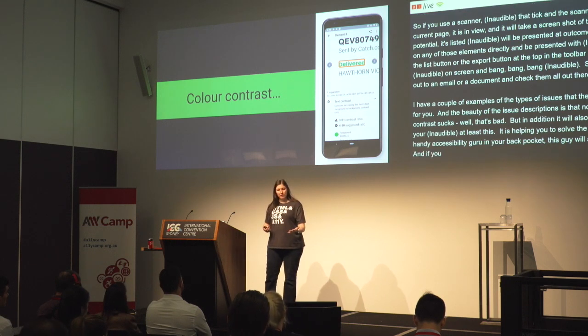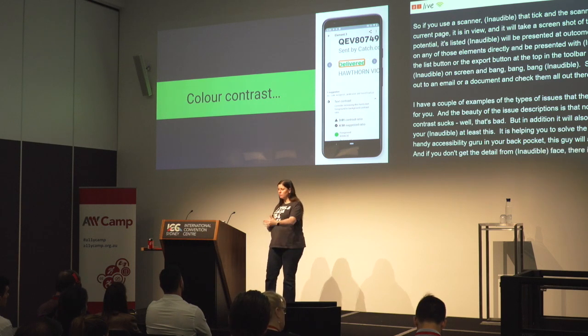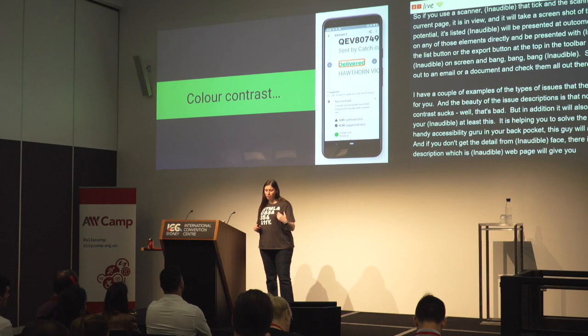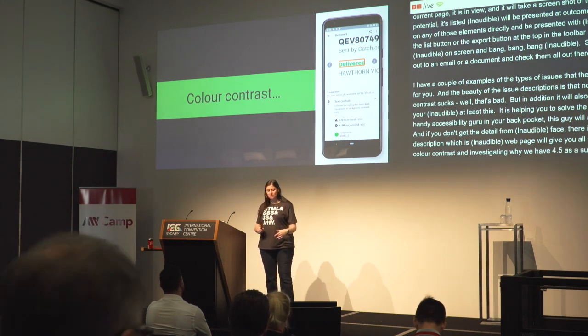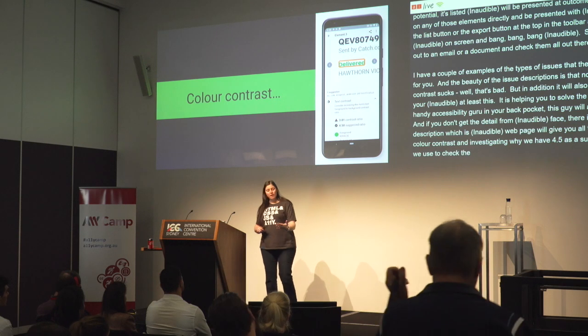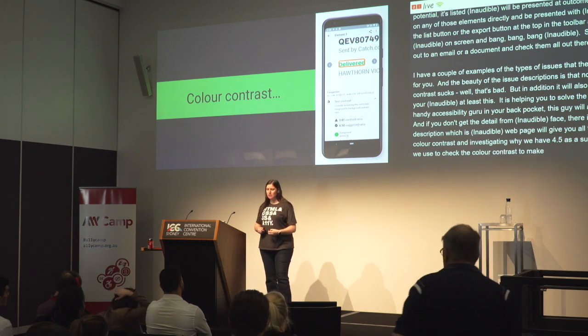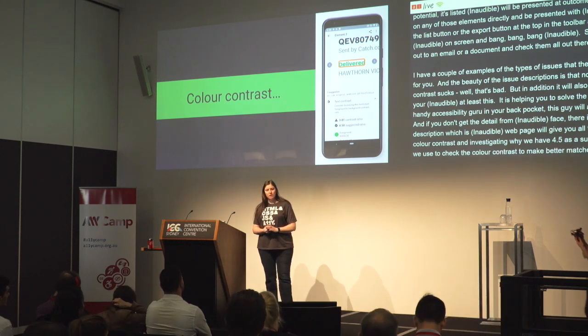And if you don't get the detail from what it's presenting in front of your face, there is a Learn More link at the bottom of the description, which will take you out to our webpage and give you all the details and all the background about color contrast. And in this case, why we have 4.5 as a suggested ratio. It might also suggest tools that you would use to check the color contrast and make better matches and all that sort of thing.